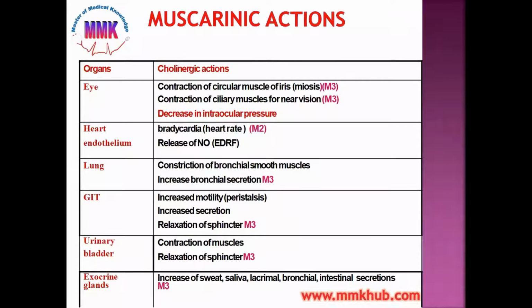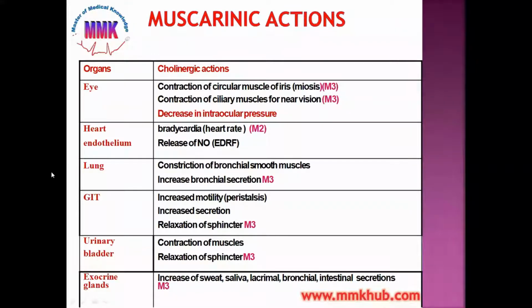So when we are in a relaxed state, we need to do near vision, and when there is sympathetic system activation, there will be far vision. So for far vision, we need mydriasis, and for near vision, we need miosis. So remember M3 for miosis, and it will also help to decrease the intraocular pressure.